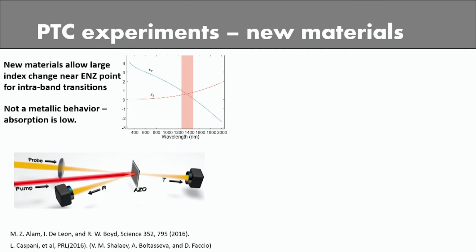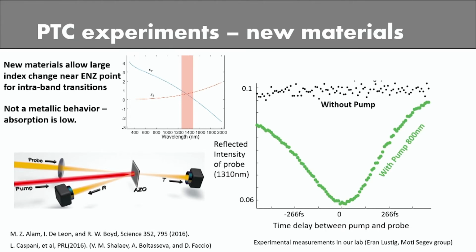then they have a very, very strong change in the index of refraction if a pump pulse hits them. So here you can see a measurement done in our lab where the reflection from this kind of sample is changed by 40% when a pump is hitting it. So the index of refraction here changes by about 20%, and it's a very, very strong change and very fast, because also these are femtosecond pulses.